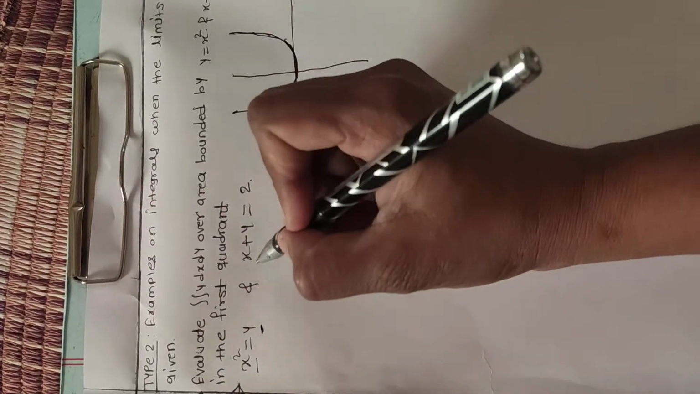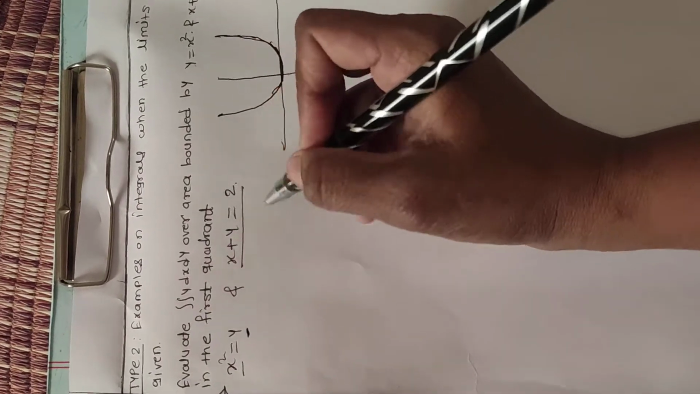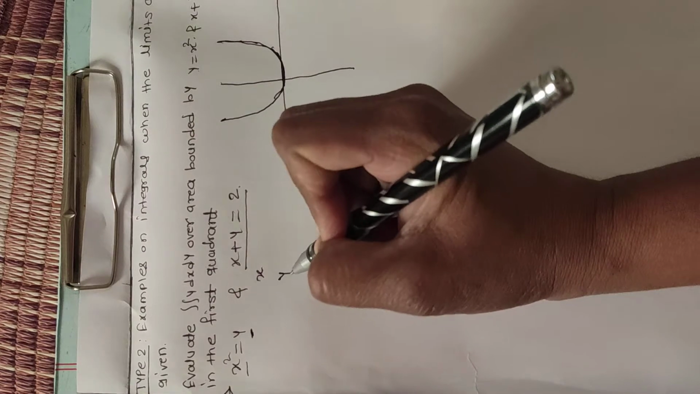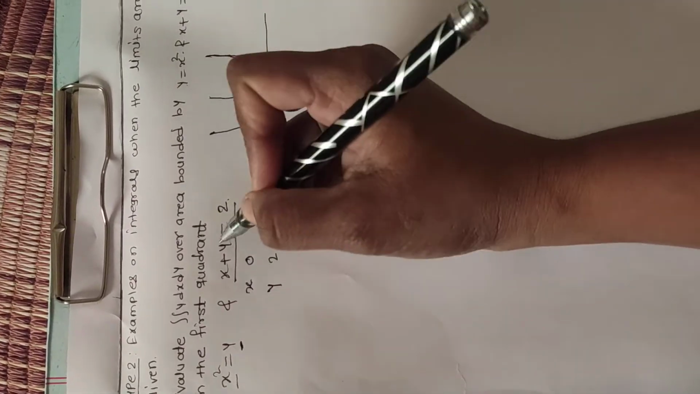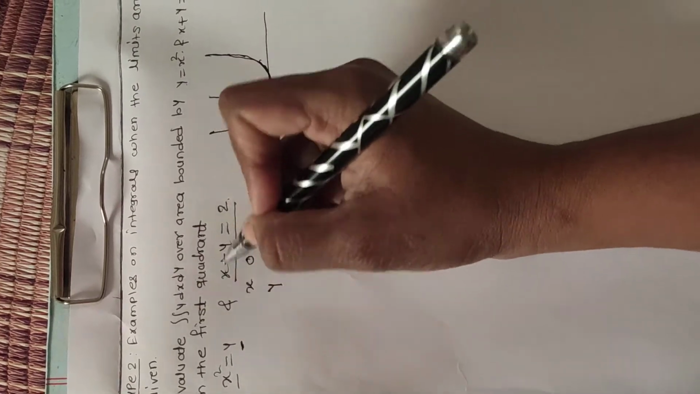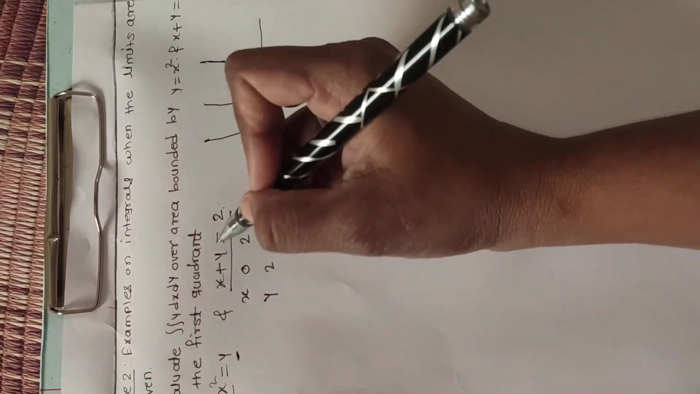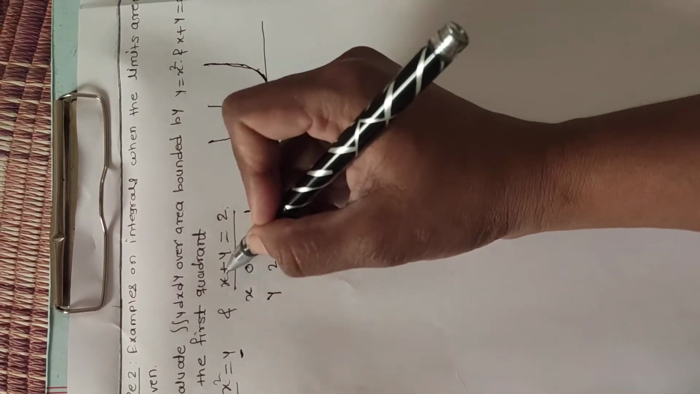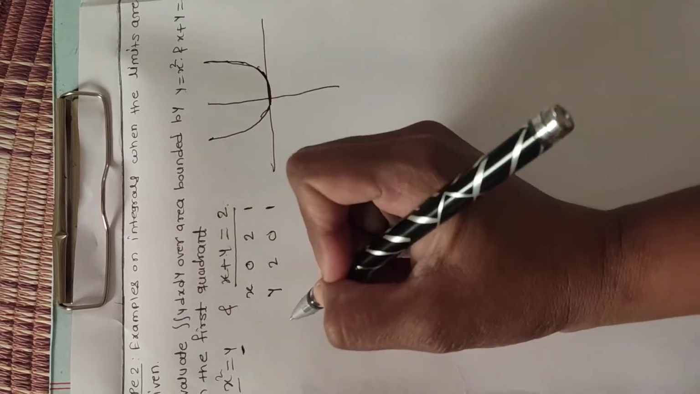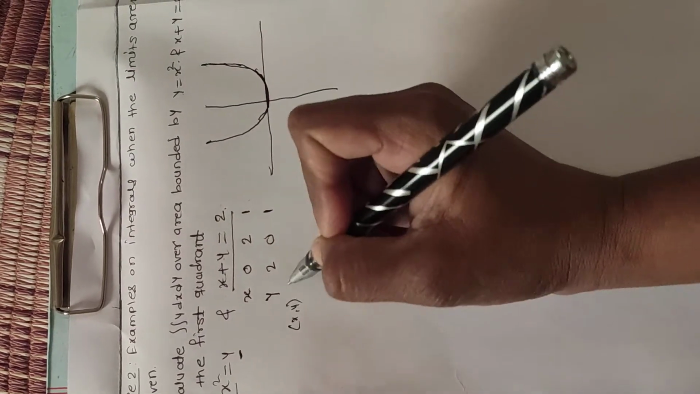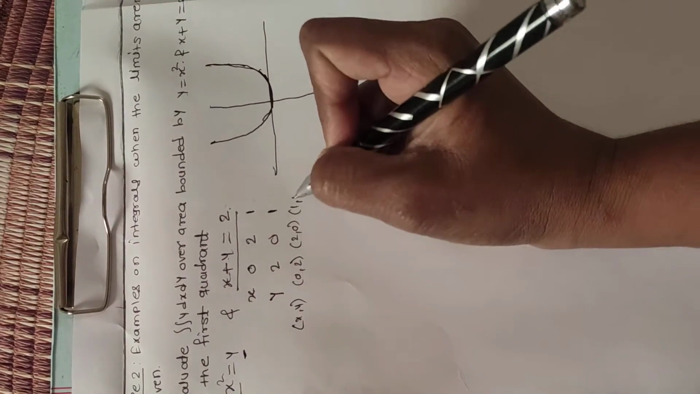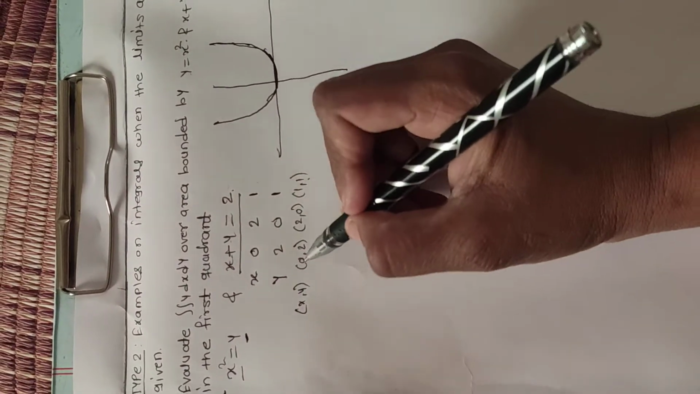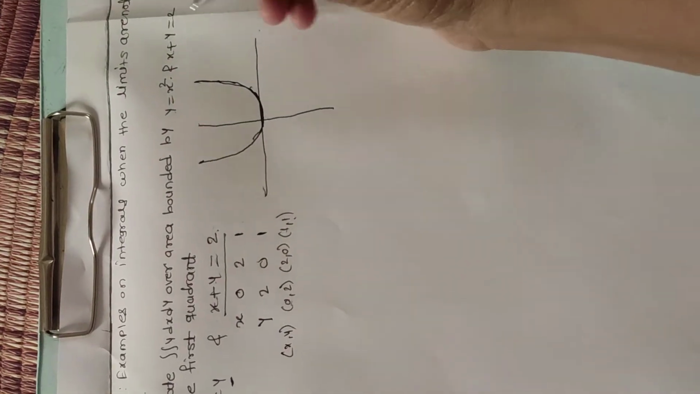Next is the equation of the line. We have to find coordinate points for this equation. If x is 0, then y is 2. If y is 0, then the value of x is 2. And if we put x as 1, then the value of y is also 1. That means we get the coordinates (0, 2), (2, 0) and (1, 1). So we have to mark these coordinates on the xy axes.